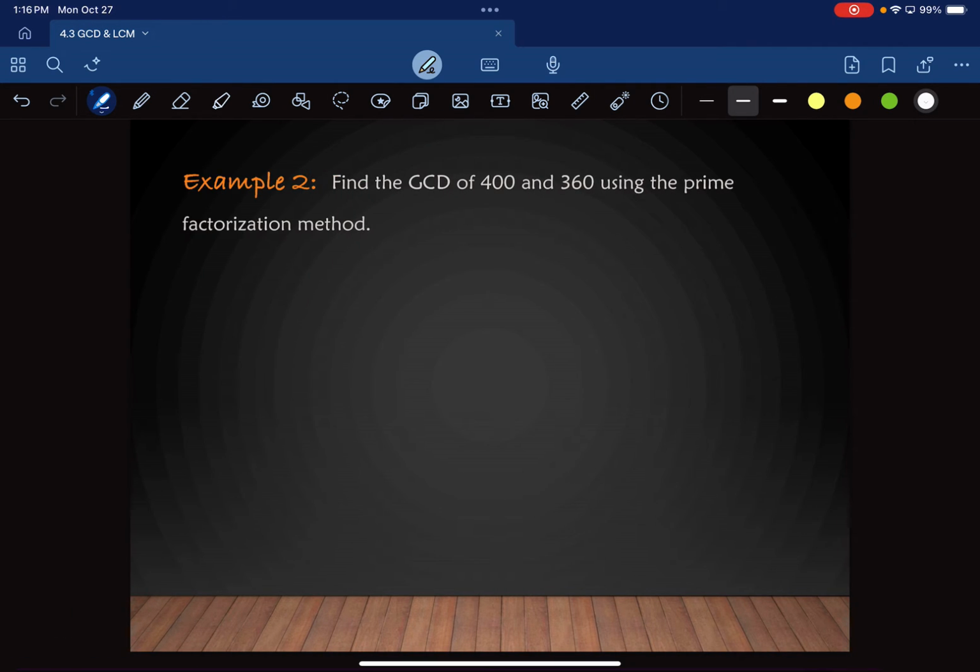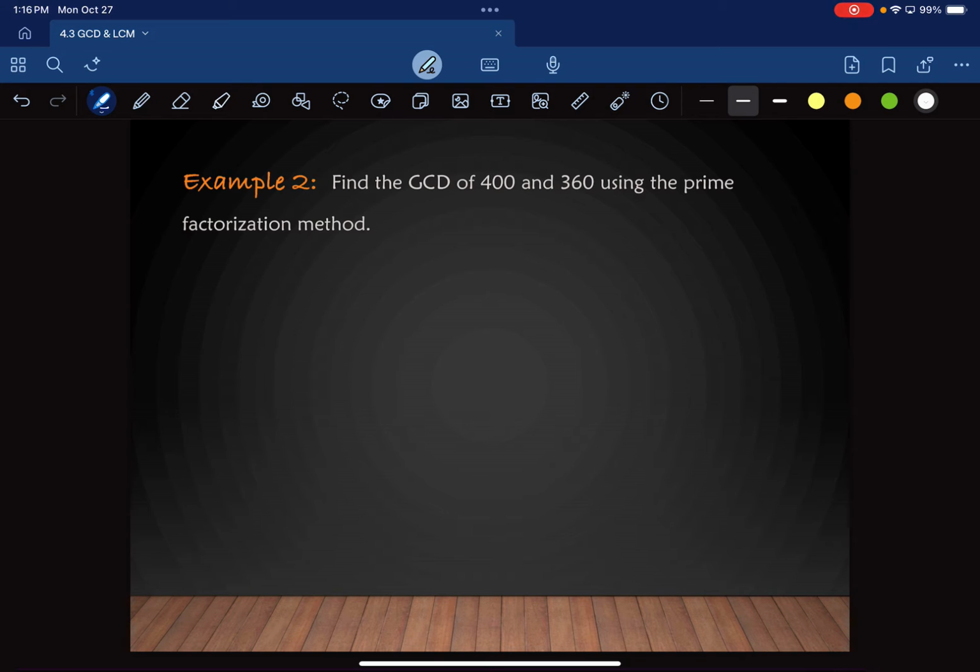So 400 and 360. I don't know about you, but I do know about you. You do not want to write down all the factors for 400. I know you don't, right? It means a large enough number that writing all the factors that divide 400 down would be annoying. Yes? And 360 equally annoying.